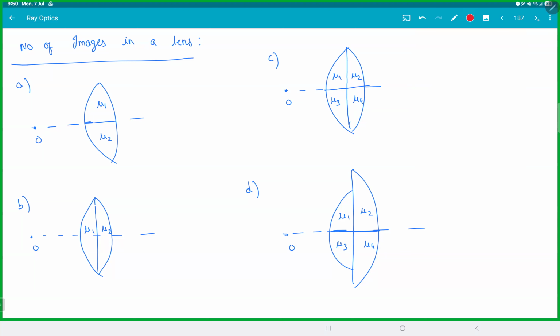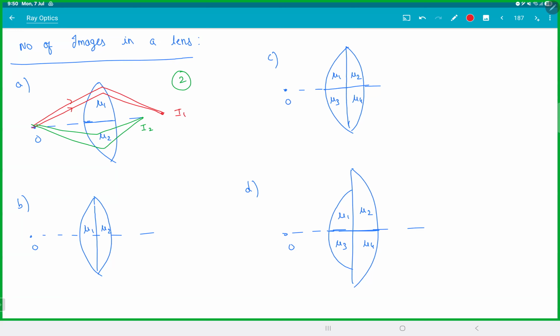So you just need to see how many unique light rays are there. If you see in the first case, light rays which go up will meet somewhere here. That's image 1. Then the light rays which go through mu2 will act like a different lens, I2. So 2 images here. Agreed?